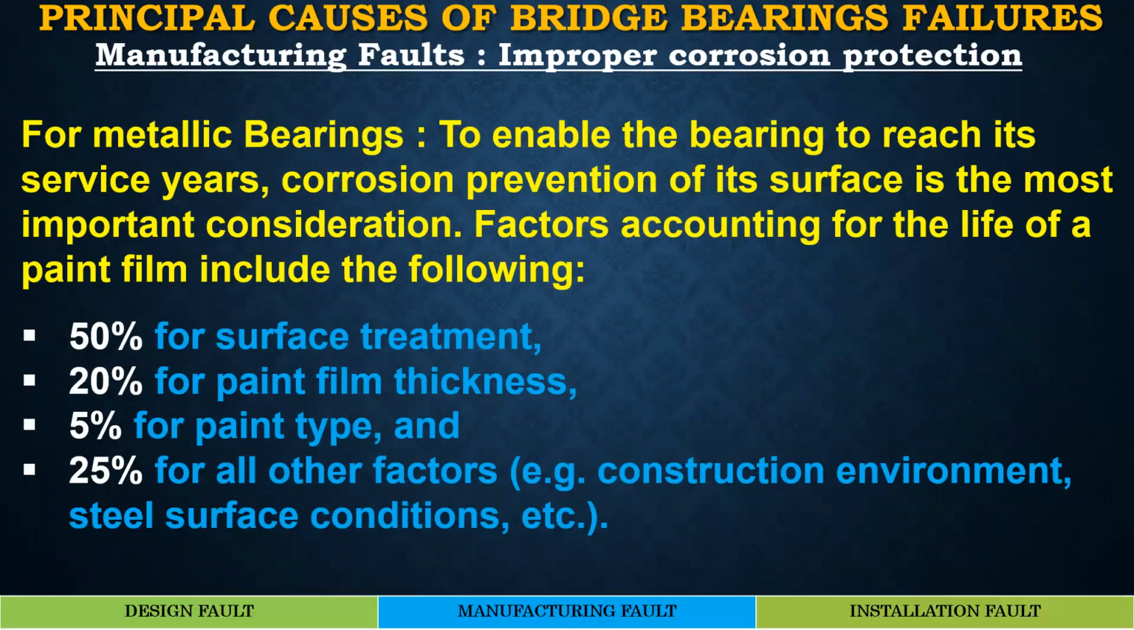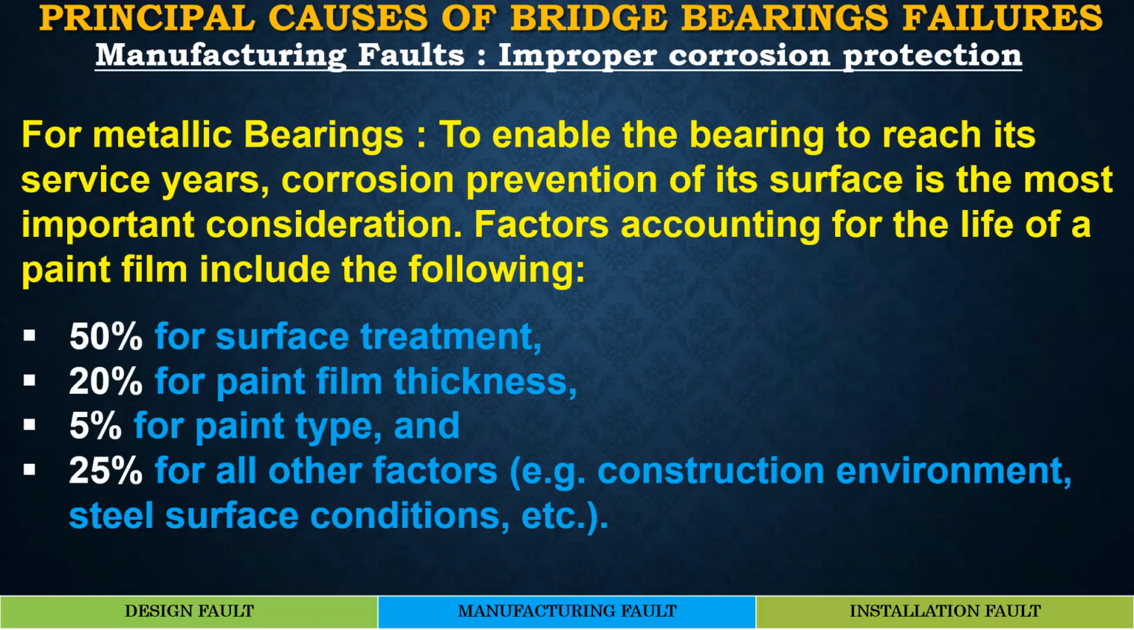For corrosion protection of metallic bearings, there are several factors which account for the life of the paint film, and some research in the US has shown that whatever painting we do for the metallic bearings, 50% of the life of a paint film depends on the surface treatment, 20% on the thickness of the paint film, 5% on the paint type, and 25% on all other factors, that is construction, environment, steel surface conditions, etc.